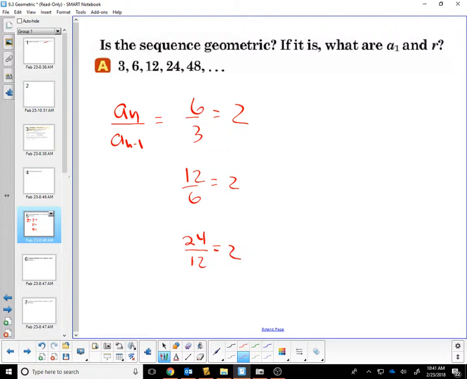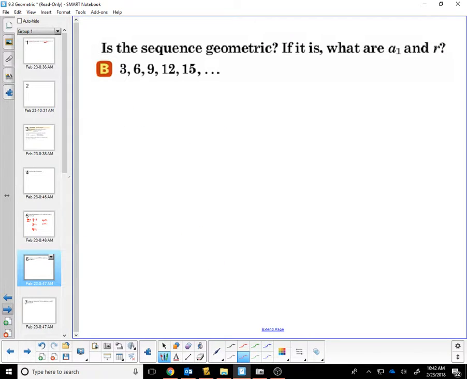Now they do have a couple questions there. What is a sub 1 and what is r? Because if we were going to be doing some type of recursion or explicit formula, we need to know those. Of course, a sub 1 is our initial condition of 3, and our common ratio in this case is 2. Cool beans? All right, check out this sequence.